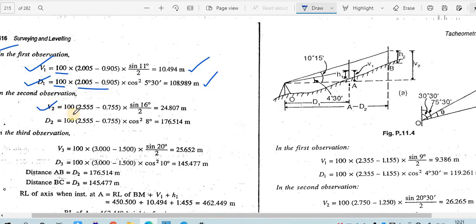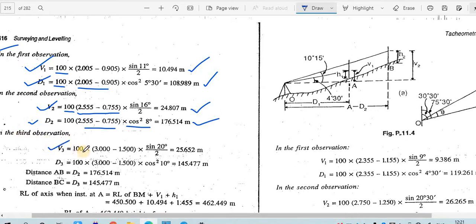For the second reading, we subtract the smaller reading from the greater one and multiply by sin 2θ. The angle was 8 degrees, so it will be 16 degrees. The final value of V2 comes out to be 24.807. Similarly for D2: f/i is 100, this is the staff intercept, and this is cos²θ. This gives the distance D2.